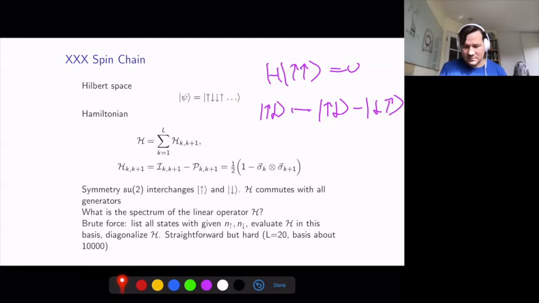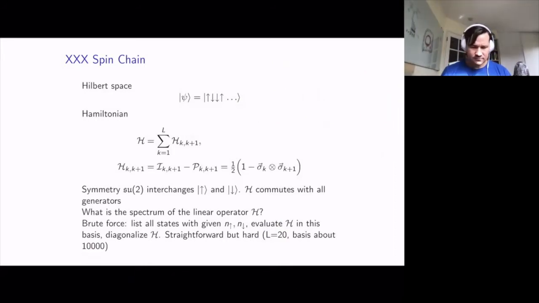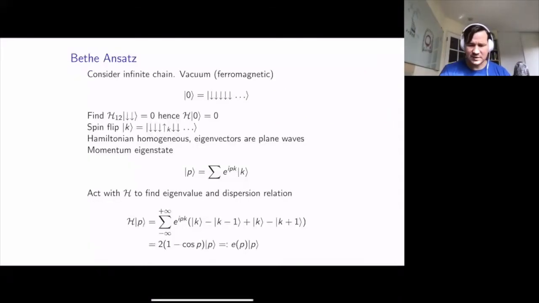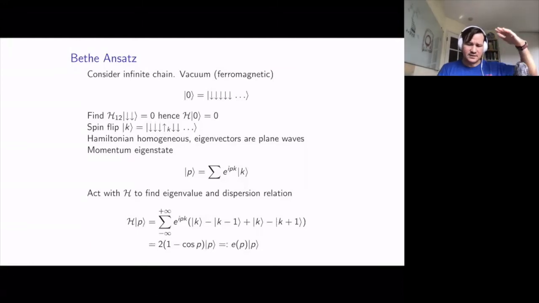Now with powerful computers, you can just put it in Mathematica and ask it to do it. But it actually gets cumbersome very quickly. For example, for 20 spins, the basis has about a million elements. So it's not a very nice way to do it. So that's what Bethe came up with. We'll classify the eigenstates based on the filling level.